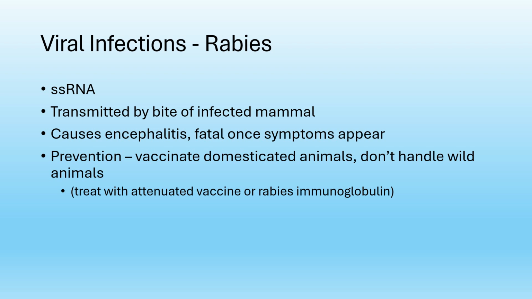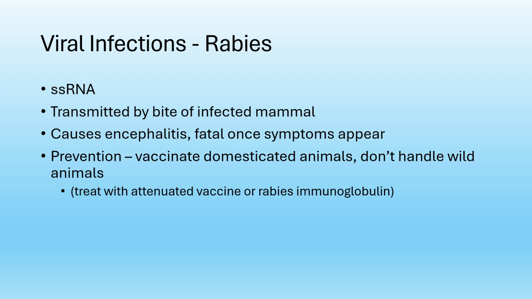Rabies is another single-stranded RNA virus. It's transmitted by a bite. So you have an infected mammal, the host, and then that infected animal bites a human. If it is not treated and progresses, it causes encephalitis. One thing about rabies: once symptoms appear, it's too late. Over all of recorded history, we only have 5 reports of someone who survived once they showed symptoms. Those odds are not in your favor at all.